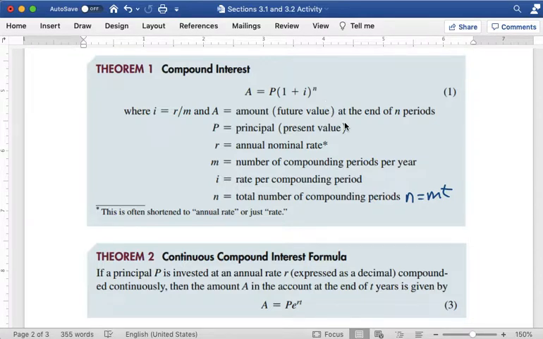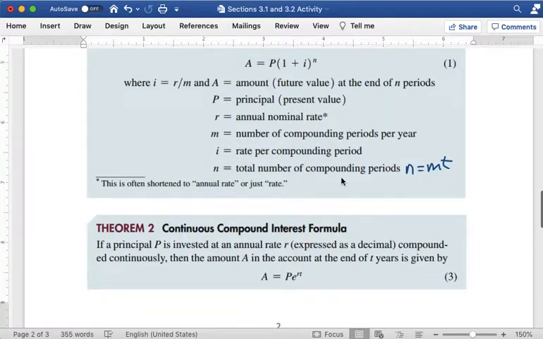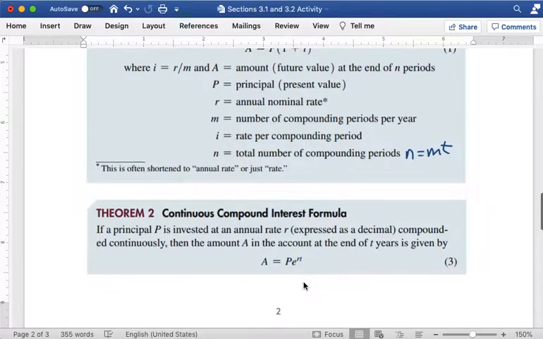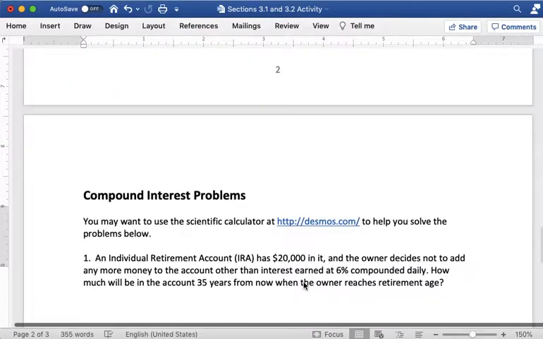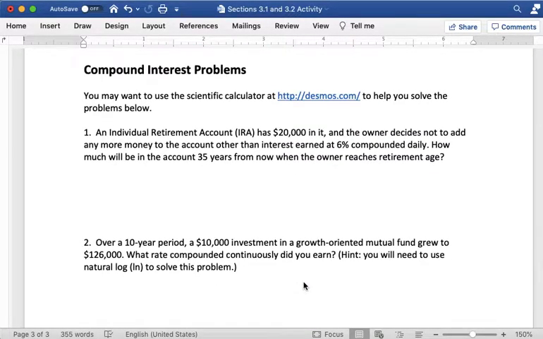And then we also have the same continuous compound interest formula if interest is compounded continuously, which is A equals P times e to the RT power. So our first problem here, we're looking at an individual retirement account which has $200,000. The owner decides not to add any more money to the account other than interest earned, 6% compounded daily. How much will be in the account 35 years from now when the owner reaches retirement age?